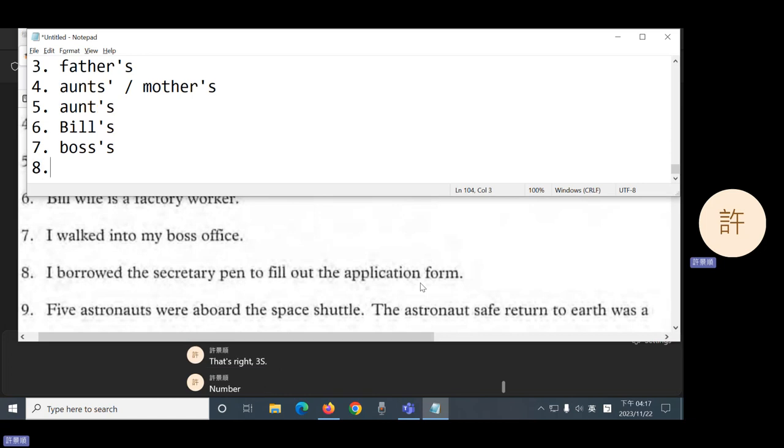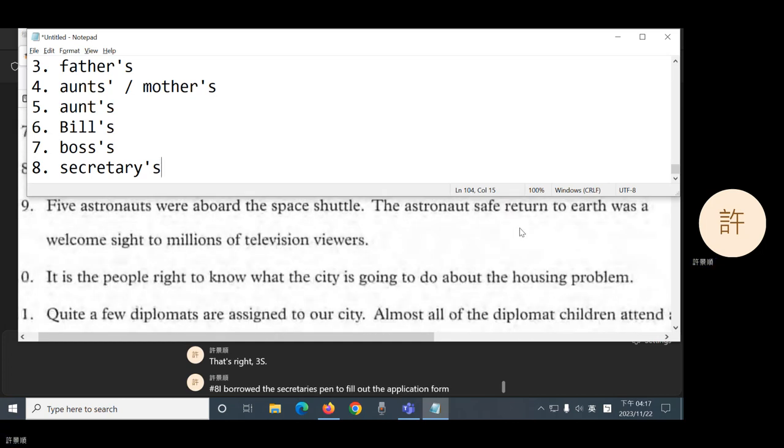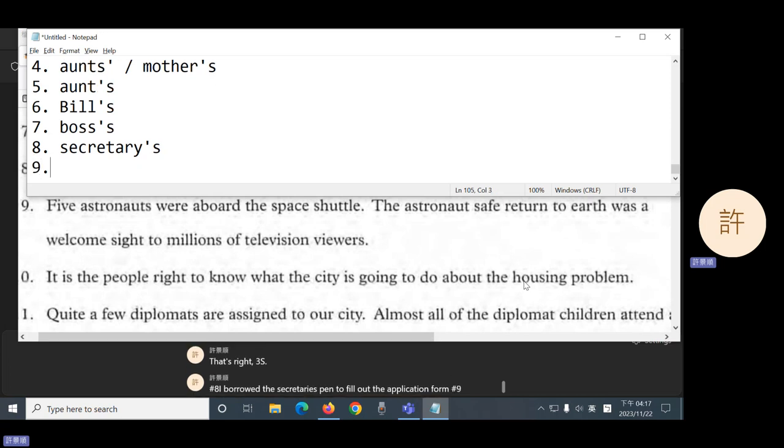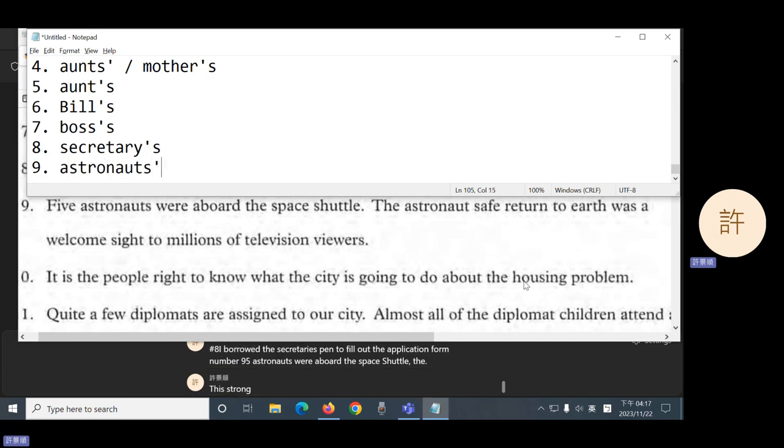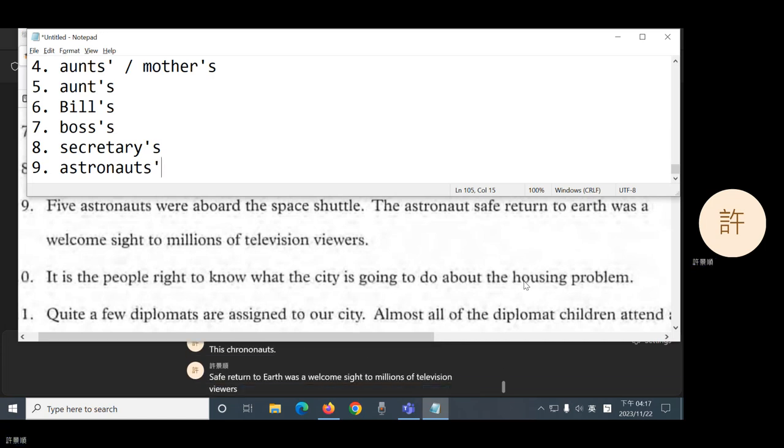Number eight, I borrowed the secretary's pen to fill out the application form. Number nine, five astronauts were aboard the space shuttle. The astronauts' safe return to Earth was a welcome sight to millions of television viewers.